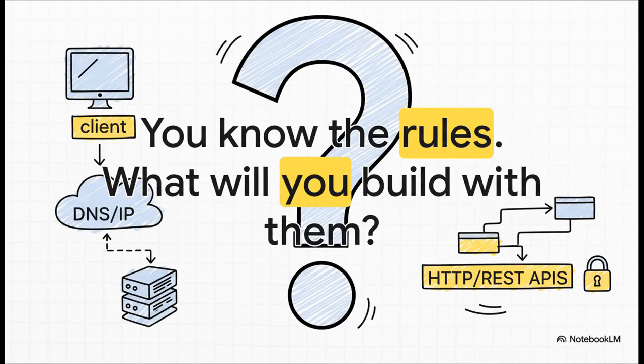So, there you have it. From a single click, we followed the whole conversation. We met the client and the server, we saw how DNS helps them find each other, we learned their language, HTTP, and we saw how APIs and REST give them a standard way to order specific data. You now get the fundamental language that powers our entire digital world. And these rules aren't just technical. They're what allow new ideas to connect and grow. So the only question left is, now that you know the rules of the conversation, what will you build with them?